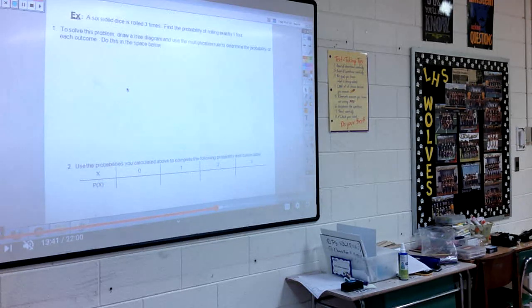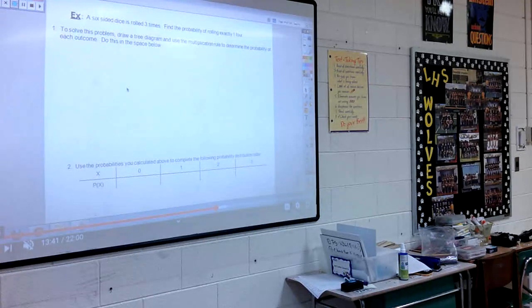Let's look at a full example. It says a 6-sided die is rolled 3 times. Find the probability of rolling exactly one 4. To solve this problem, it says draw a tree diagram and use the multiplication rule to determine the probability of each outcome.